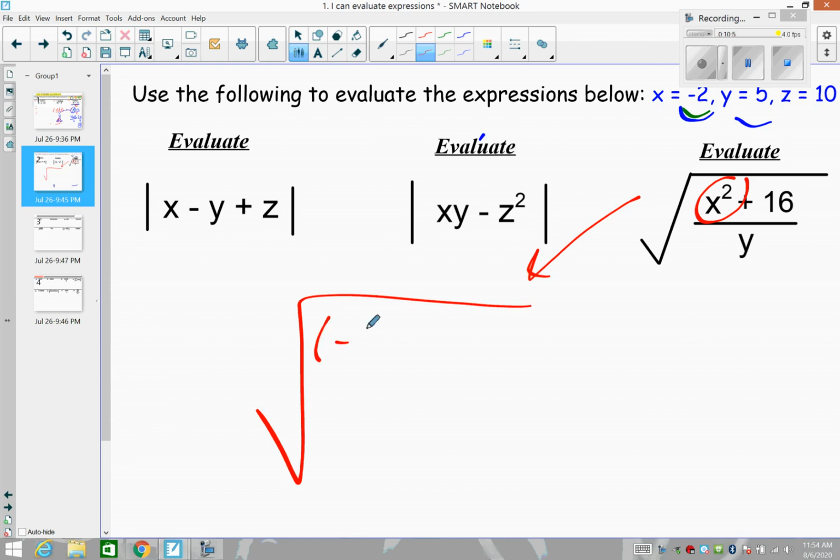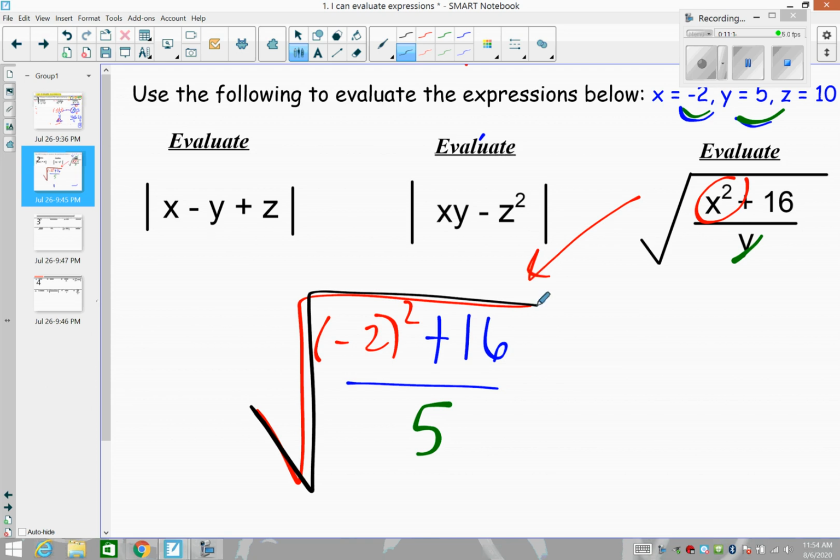That's negative 2 squared. Now remember, I just talked about that if the base is negative and you have an exponent, you really should try to put a parenthesis around it. That's just a good rule of thumb. We're going to then add 16 in the numerator. We will then divide by the y value, which happens to be 5. And at the very end, we're going to take the square root of that if we are able to.